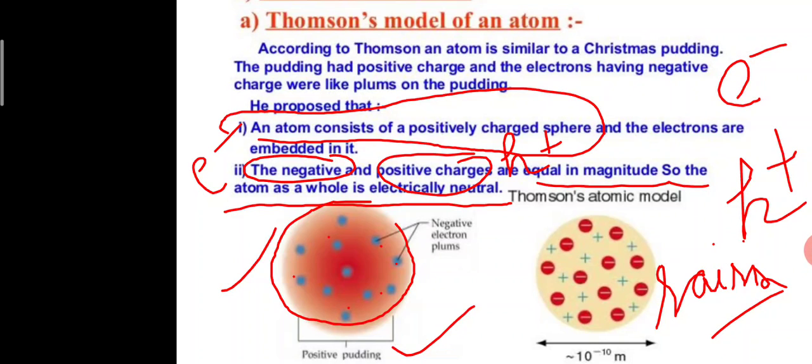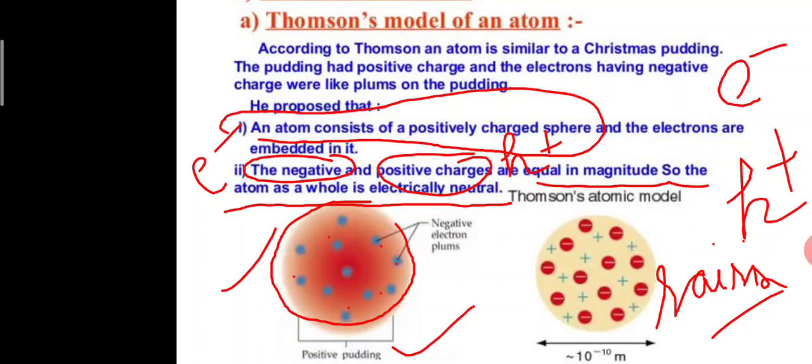This model explains the electrical neutrality of the atom, but fails to explain how these fundamental particles were arranged in the atom, especially how the positive and negative charges could be so close to each other. I think you have understood. According to the Thomson model, an atom consists of a positively charged sphere with electrons embedded in it, and the negative charge and the positive charge are equal in magnitude. So the atom as a whole is electrically neutral.